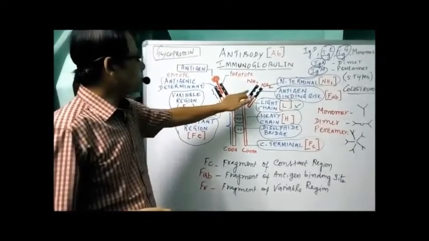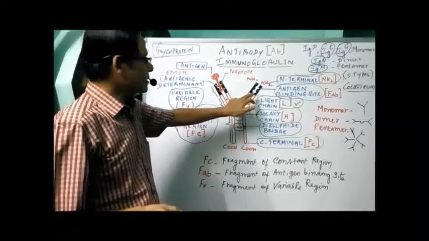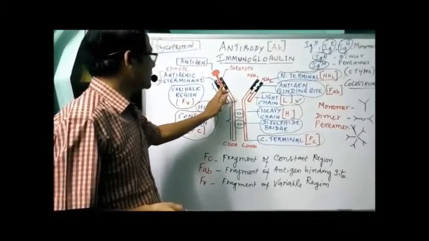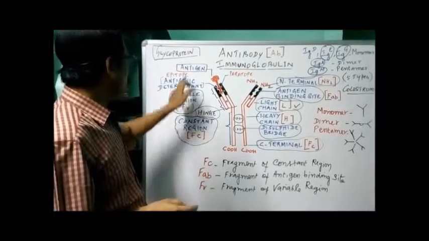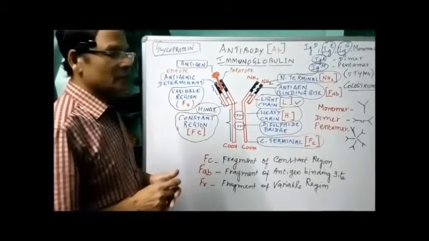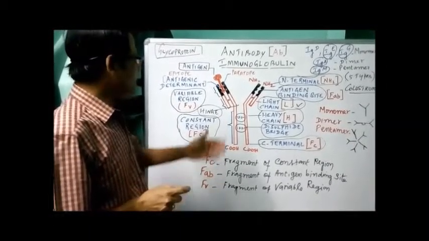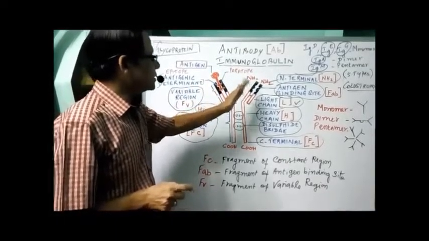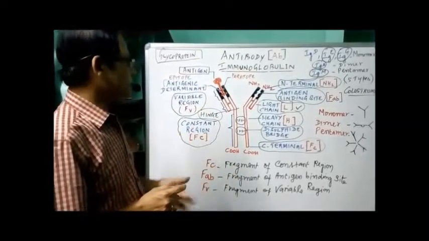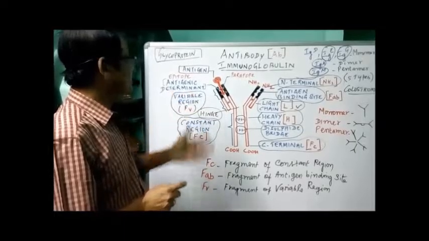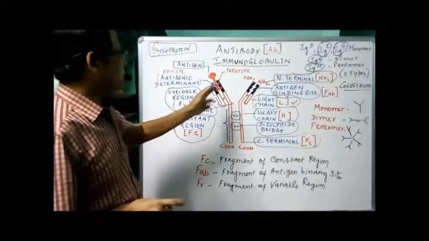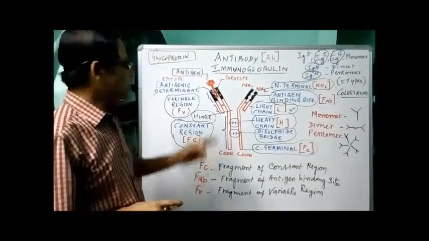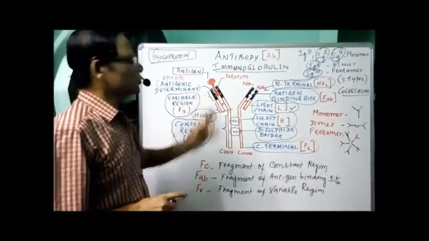So we have two antigen binding sites, here one antigen binding site, here another. That is the site into which the epitope or antigenic determinant fits, and the interaction occurs. So there are two antigen binding sites in a monomer, 1 and 2.